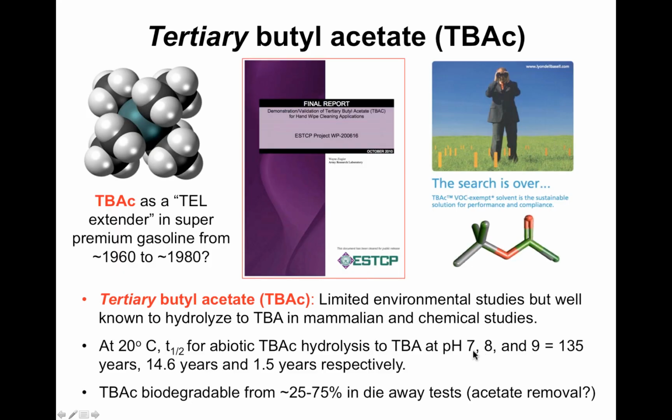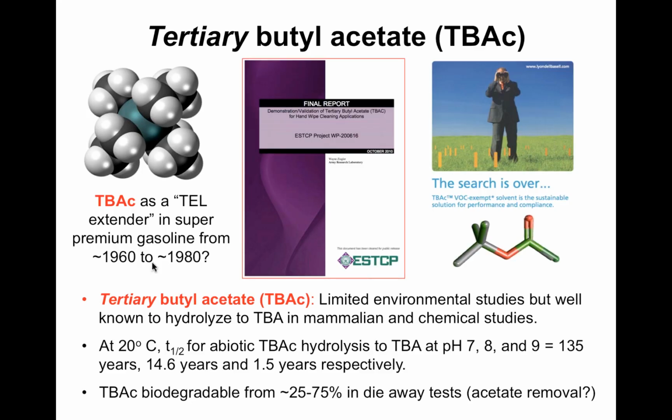So this gives you the range for pH 7, 8, and 9. We're measuring these half-lives in years as opposed to days or minutes, etc. So a contamination that occurred from this compound in the 60s at a reasonable ambient pH could represent a long-term source of TBA.